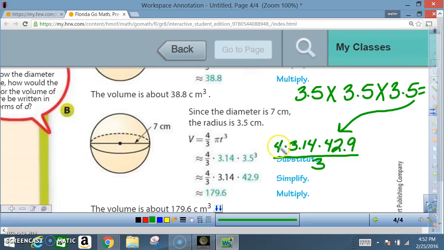Once again, it should be 4 times 3.14 times 42.9. Where did that 42.9 come from? 3.5 times 3.5 times 3.5 is equal to 42.9. So I multiply everything going across, and then I divide by 3, and I'll end up with 179.6. So the volume is about 179.6 cubic centimeters.